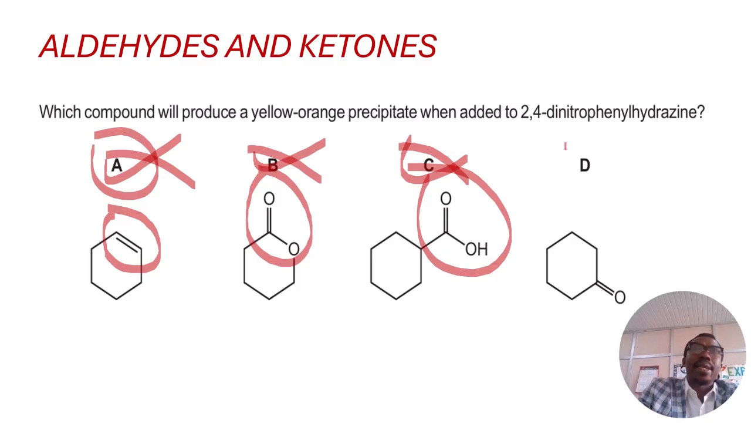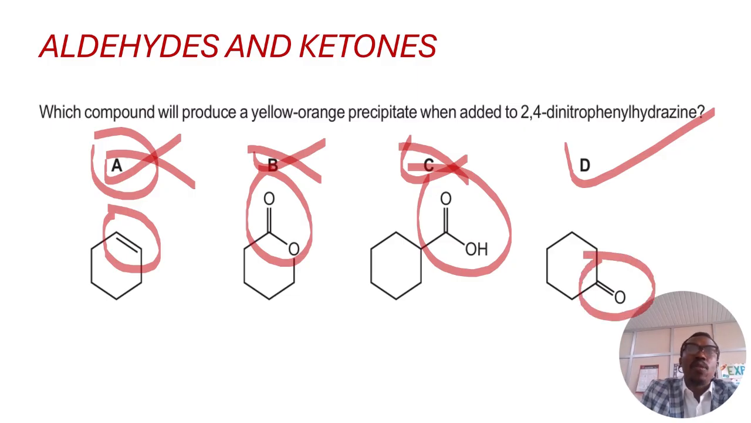The correct answer is D because it contains a ketone. So it reacts with 2,4-dinitrophenylhydrazine to form a yellow-orange precipitate of 2,4-dinitrophenylhydrazone. So it's as simple as ABC. The correct answer is D.